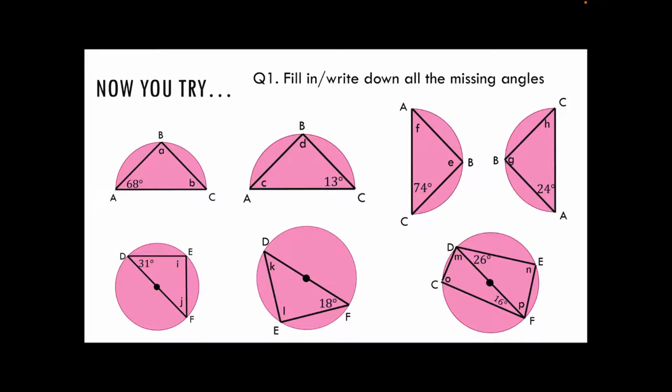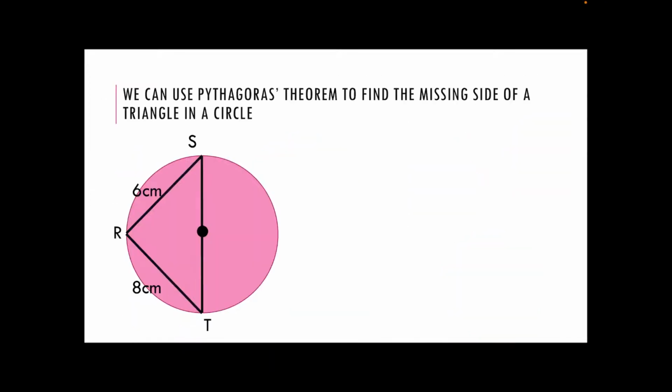That's us done section 1, so you can either pause the video here and try question 1. You need to write down or fill in, it's up to you if you want to copy down the diagrams or just write down A equals, B equals, up to you. You can do all of the questions from question 1 now, or you can wait until the end and try all the questions on the worksheet.